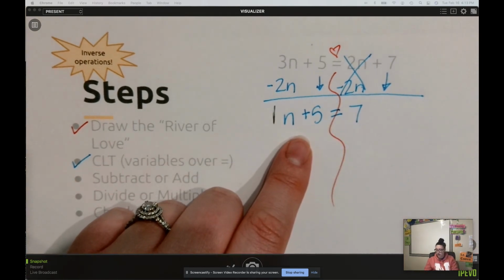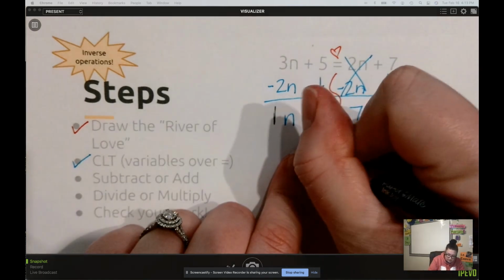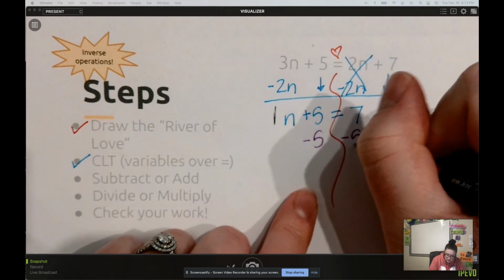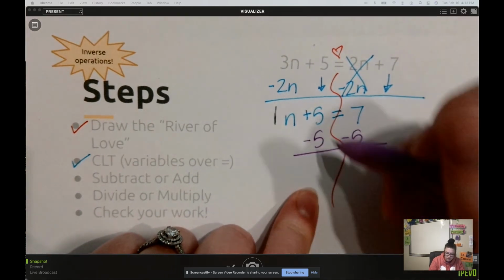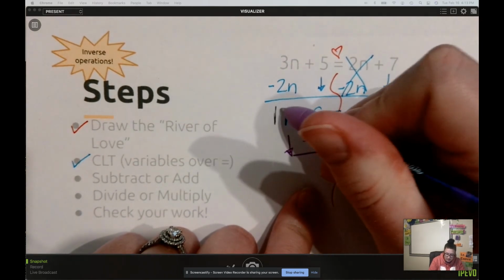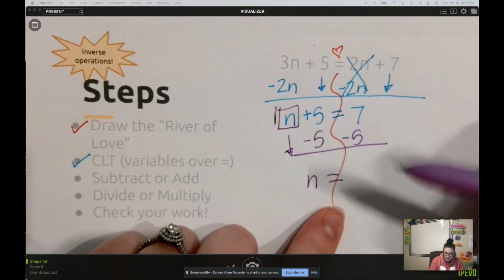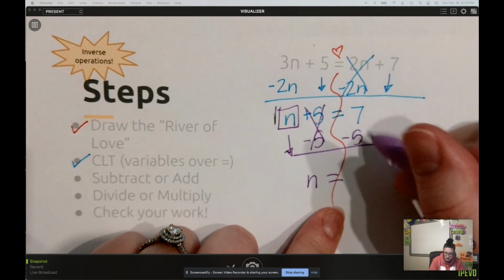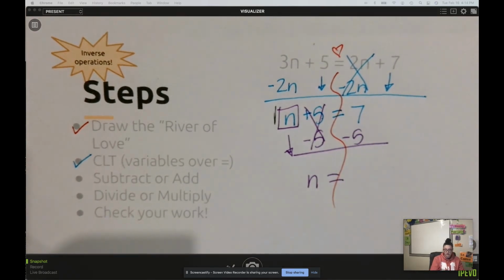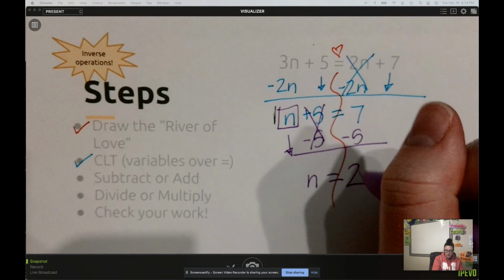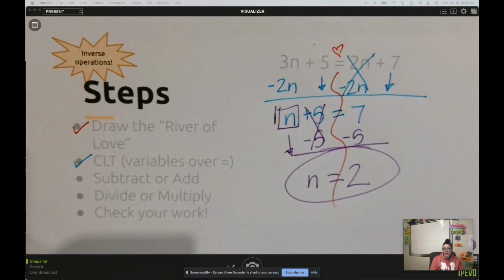So what should I do now? Subtract 5 on both sides, doing that inverse operation. I bring down my n because I was wanting to save that for last. Plus 5 minus 5 make a zero pair. What's 7 minus 5? 2. So here we get that n is equal to 2.